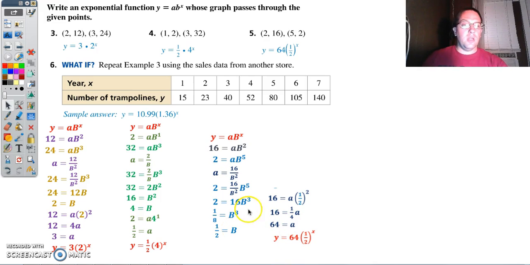B is 1/2. Number 6, you're not going to get this exactly. Just pick 2 points. It doesn't matter which 2 you pick. You're not going to be exact, but you're going to get close.